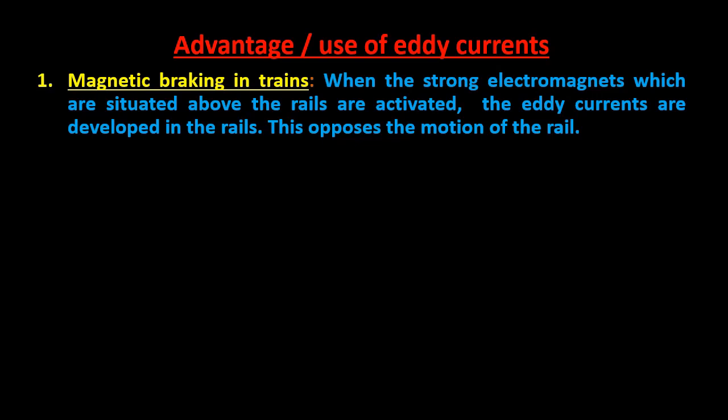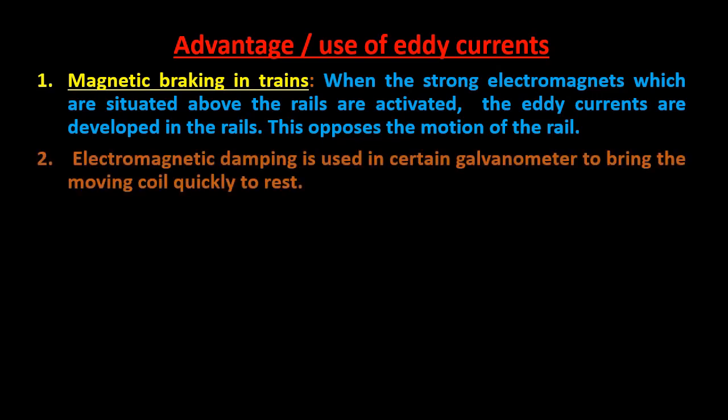So here, above the rail, there is a strong electromagnet which, when activated, will produce a very strong magnetic field, and due to the magnetic field, eddy currents are induced in the rails, and this opposes the motion of the train. The second use is that electromagnetic damping is used in certain galvanometers to bring the moving coil quickly to rest.